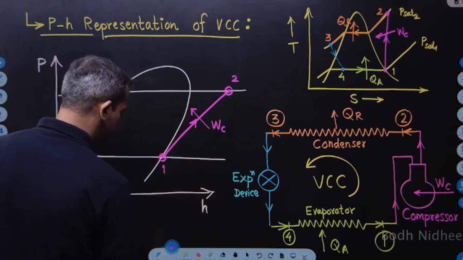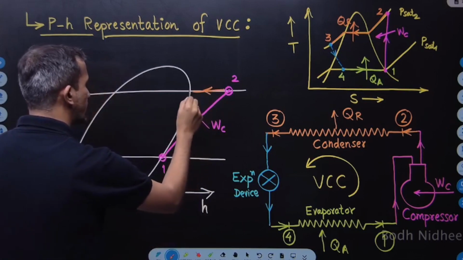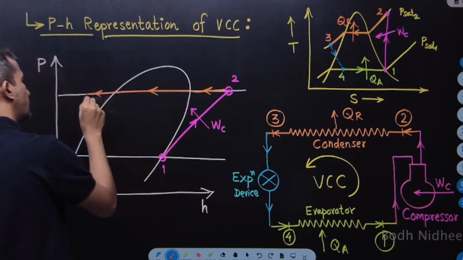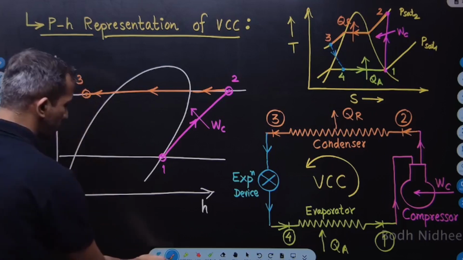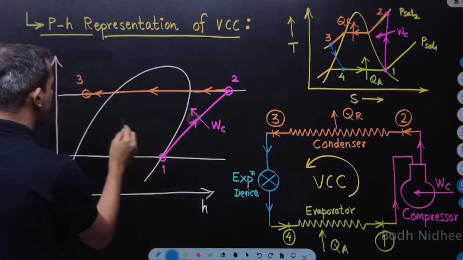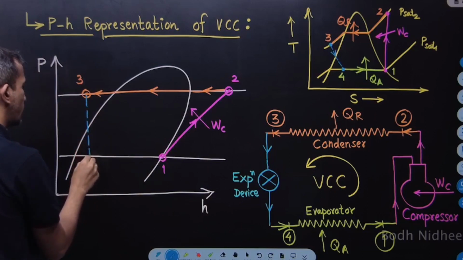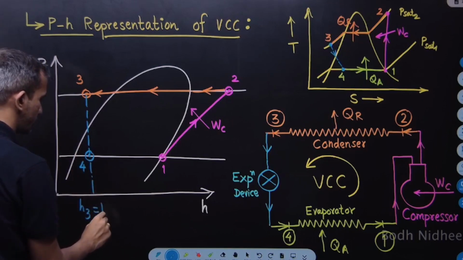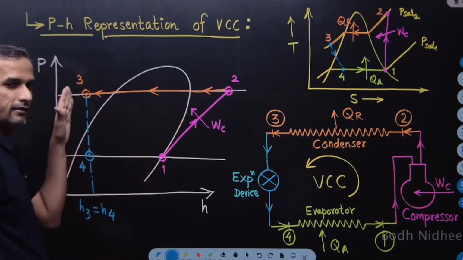Then I'll desuperheat it in the condenser. The first part of the condenser is desuperheating, then there is condensation, and then there is subcooling. It will follow the constant pressure line, and thereby I get point number 3. From here there will be isenthalpic expansion, enthalpy will remain constant, and I'll reach point number 4. So here H3 is the same as H4, and here S1 is equal to S2. Entropy remains constant here, enthalpy remains constant here.